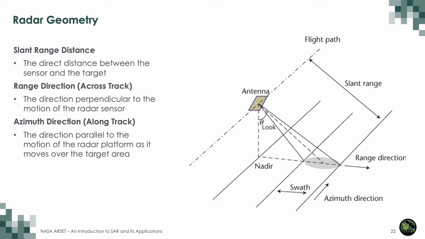In this dimension, the ground is scanned by the beam moving across the ground at a rate equal to the speed of the platform, the aircraft or the satellite. And objects are placed in this dimension according to the position of the aircraft along the track. An image is built from the reflected signals in both dimensions.